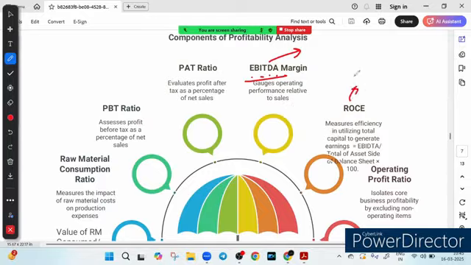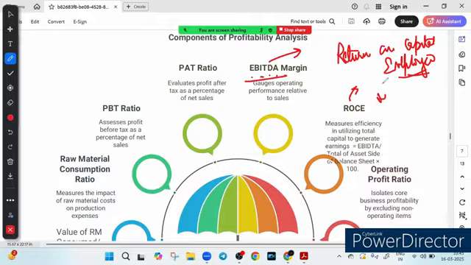Then we have ROCE. What is ROCE? ROCE means return on capital employed. It measures how efficiently a company uses its capital to generate earnings. Suppose this is the company. So friends, this is the capital. How efficiently is it using the capital to generate earnings?